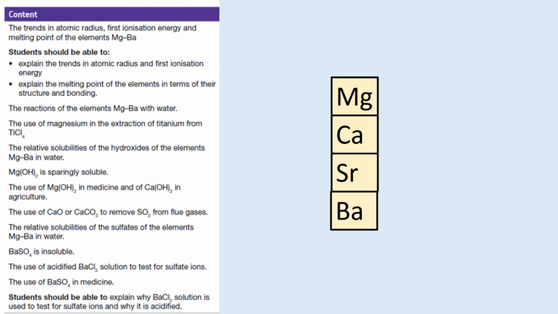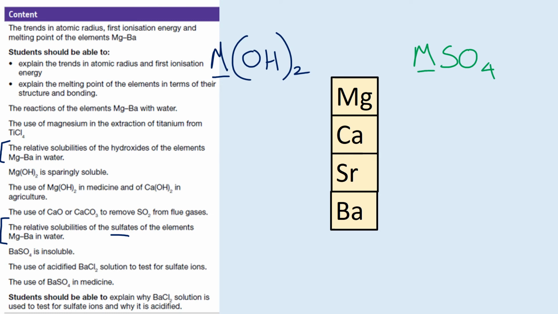The next thing for us to consider then is to look at the relative solubilities of the hydroxides of magnesium to barium, and also at the same time we're going to look at the relative solubilities of the sulfates. Okay, so we're going to do both of these at the same time on this slide. So in terms of the hydroxides, so the group 2 hydroxides, M represents Mg, Ca, Sr or Ba, and the metal 2 sulfates. And again, M represents Mg, Ca, Sr and Ba.